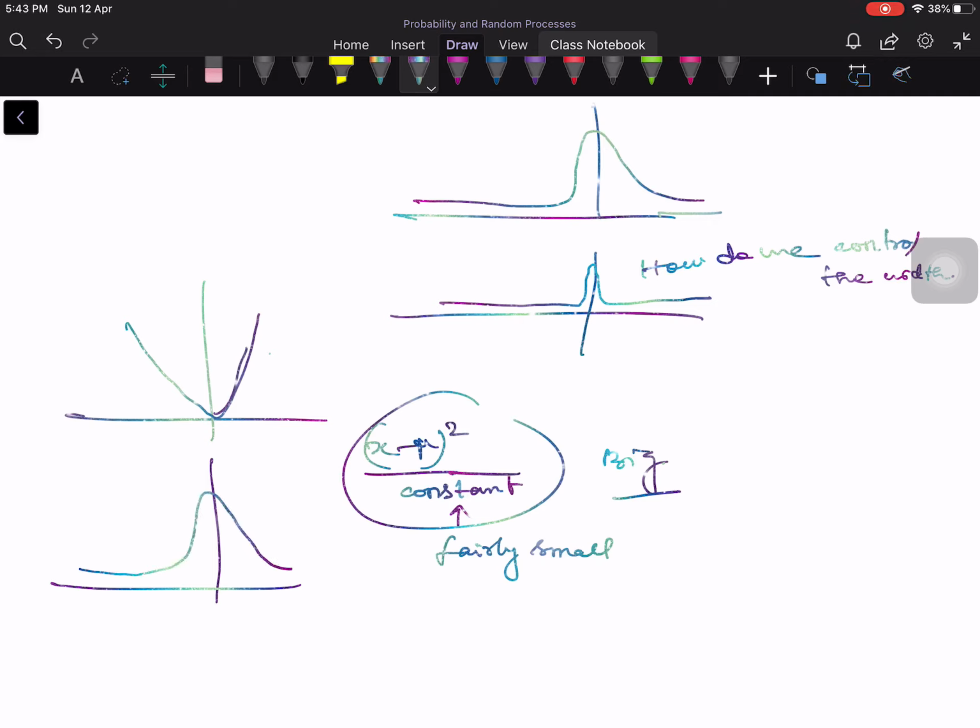Therefore the denominator part controls the width of the normal distribution. If you put a very small value, then x minus mu the whole square divided by it will be very big, and in that case the parabola will be very sharp. And if you take the negative exponential of that, then the curve looks like this, a very sharp curve.